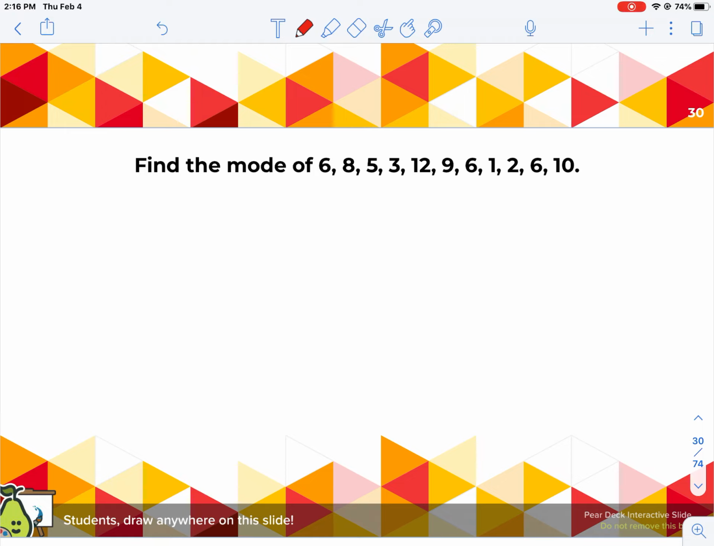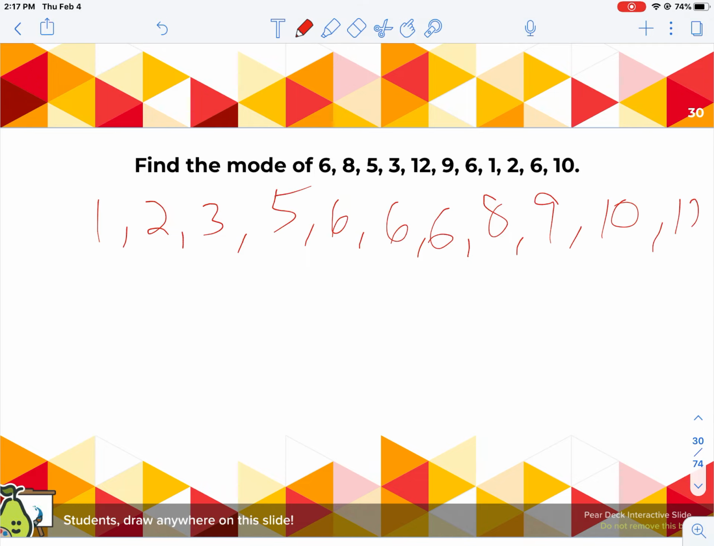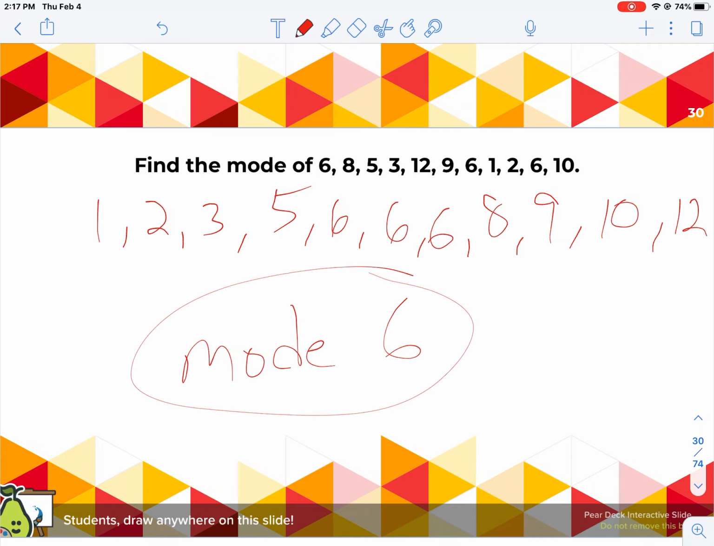If you look around, you can probably figure out what it is. But I'm just going to put the numbers in order. So we got 1, 2, 3, 5, 6, 6, 6, 8, 9, 10, and 12. So the mode here is 6, because 6 appears the most number of times.